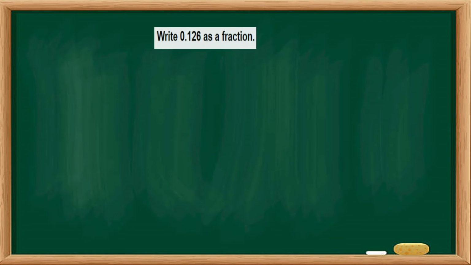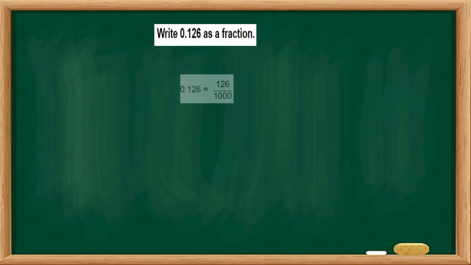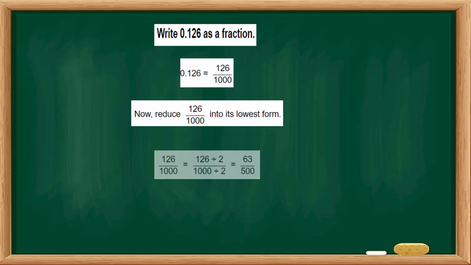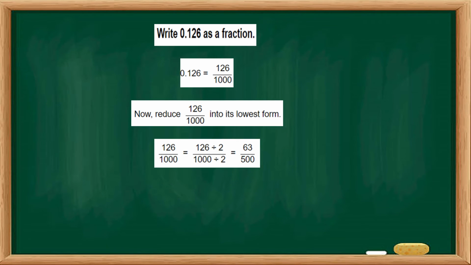What place does our decimal end? It ends in the thousandths place. So 1000 is our denominator and 126 is our numerator. But we can reduce it to the lowest term. We will divide both the numerator and denominator by 2. So we get 63/500.